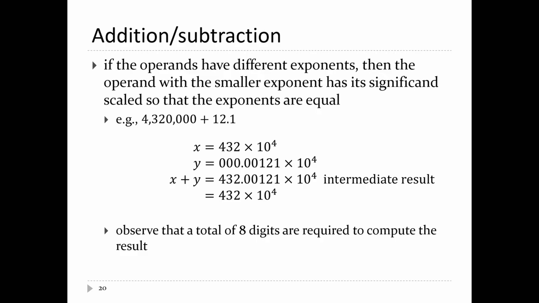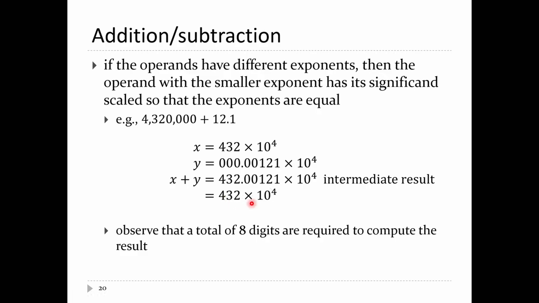So the exponents are now the same. And now you can go ahead and compute the sum to get the value on the slide. So your intermediate result becomes 432.000121. And now you have the same problem as before. I'm only allowed to keep 3 significant digits. I need 8 to actually represent the true value. Our floating point format only has 3.